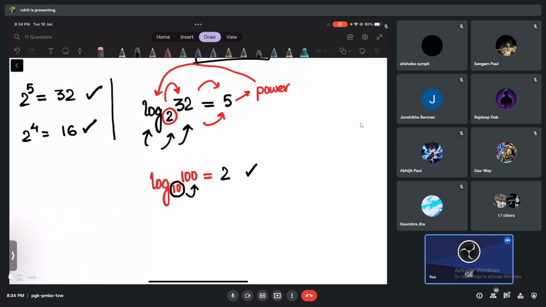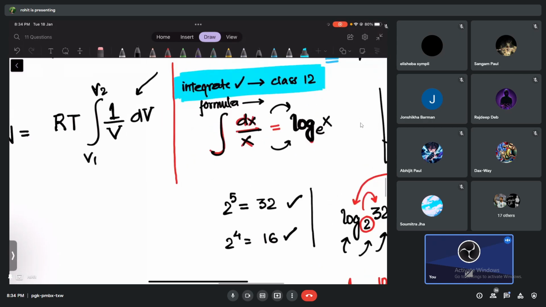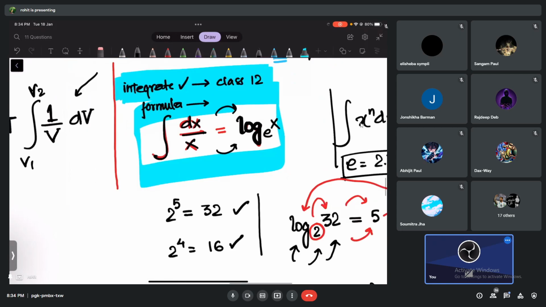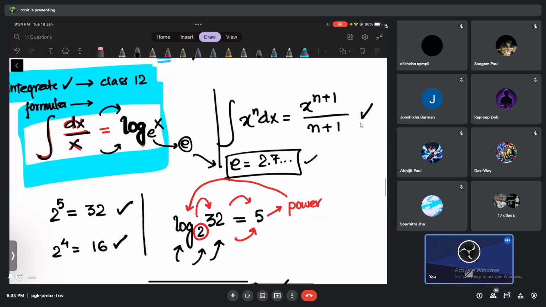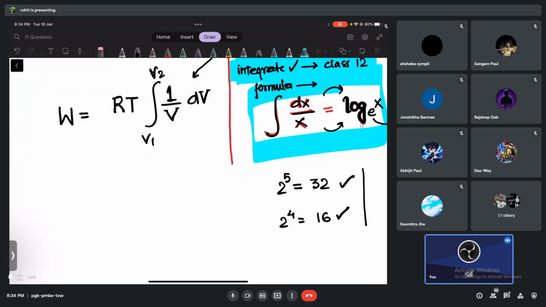Okay, let me come back. Now the same thing is going to happen. I'm going to use log, but this time check. Every time you integrate, you're not going to get any random base. You're going to get a base which is e, which is a value of around 2.7 something. We call it natural log also. So let me just integrate this one now.